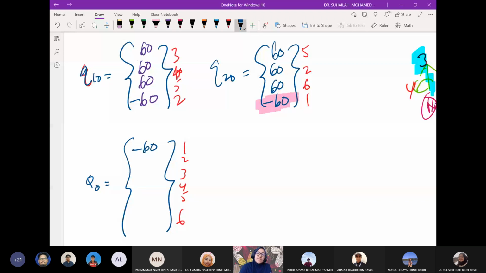Okay, position 2 appear twice. Dekat Q1 node ada, dekat Q2 node ada. Negative 60 and 60. So dapat apa? Zero. Okay, dapat zero. Okay, 3.